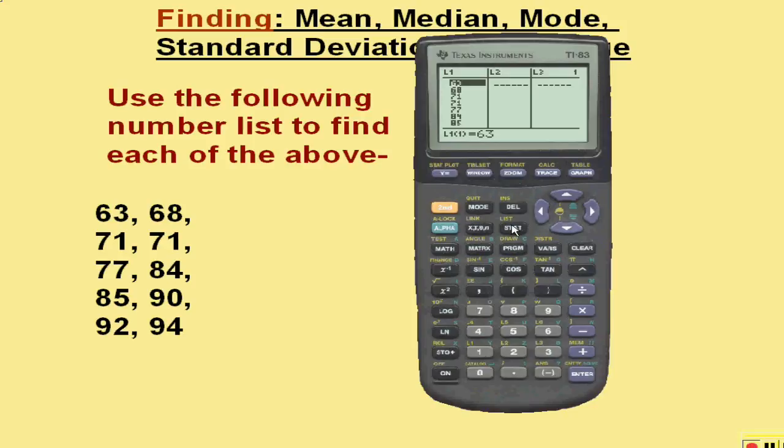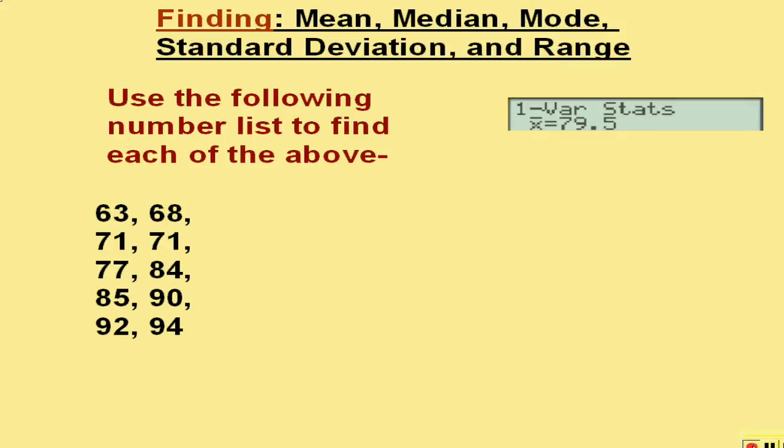Next, we hit the Stat button again, and then we hit the right arrow on the calculator to go to Calc. There, the first statement is 1-Var Stats. We hit Enter, and then hit Enter again to view those stats. The first value is x bar, and it equals 79.5. That is the mean of the set.